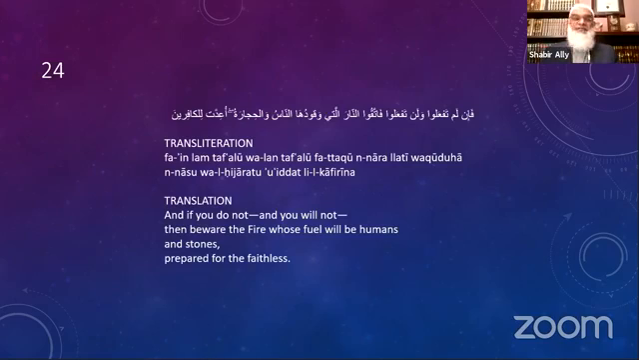But if you do not, and then you will not. If you do not, and you will not, then beware the fire whose fuel will be humans and stones prepared for the faithless. Now, why is the fire said to be, the fuel of it is human and stones? Well, we know that the fire will be lit. Obviously, it has some other fuel that's keeping it lit. And then human beings will be thrown into it. So why does Allah say that the human beings themselves will be fuel for the fire?